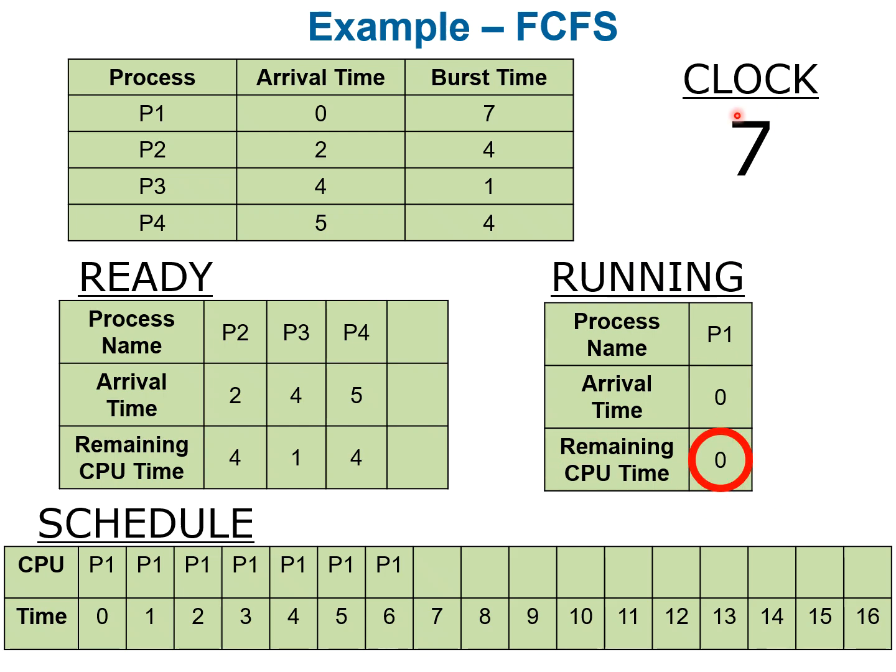It's ran for its 7 units, so it met its burst time. So it went from time 0 until the end of time 6. So then at time 7, we're going to see a transition from P1 to some new process. So P1 ran from 0 to 7, and then at 7, some new process started. So we look into our ready queue to choose which process gets to go next.